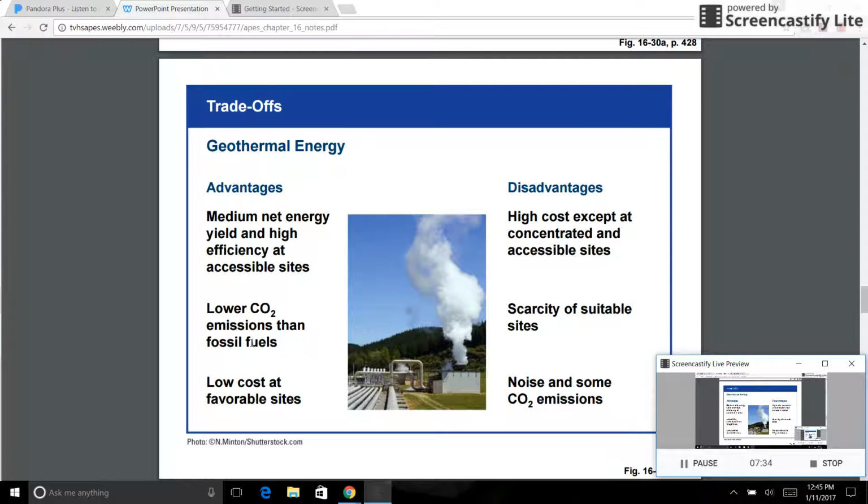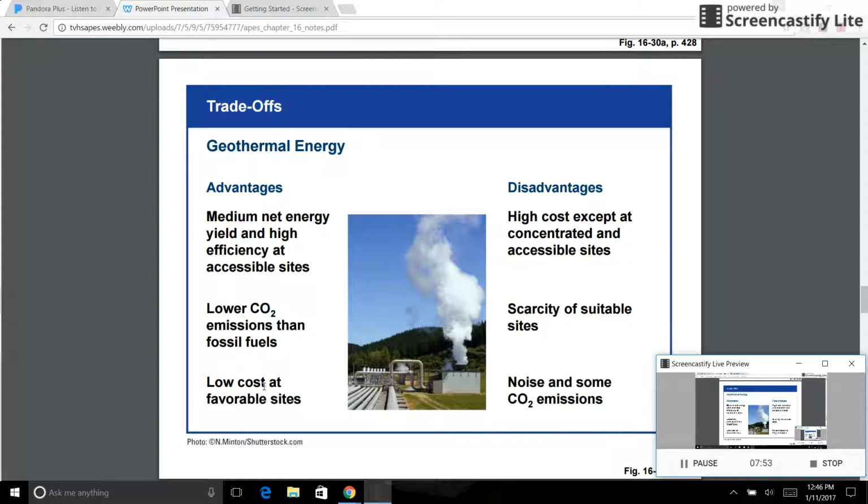Lower CO2 emissions. This is kind of the same as any of the renewable energies in that a lot of the carbon dioxide emissions come in the construction, manufacturing, building of the plant itself, and then some of the maintenance. But outside of that, there isn't really CO2 emissions in the actual production of energy.